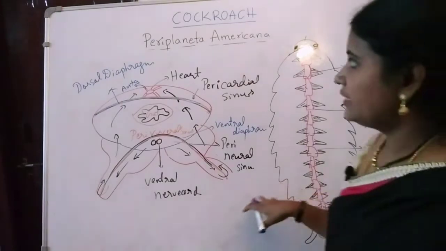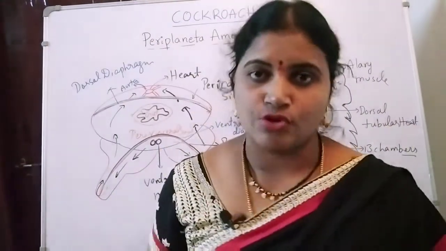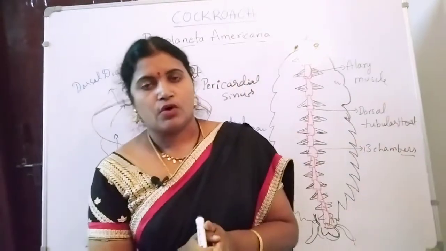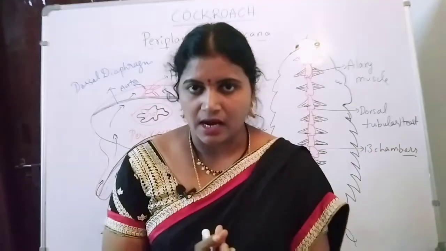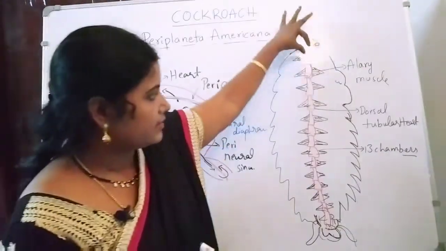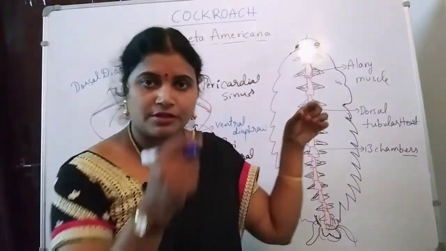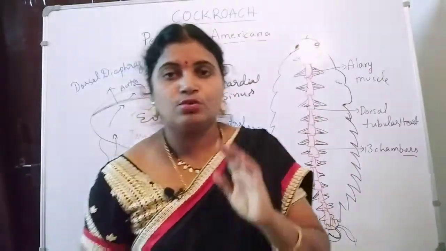Next we'll see the circulatory system of Periplaneta americana. In the circulatory system, the main part is the heart. The heart is divided into 13 chambers. This heart is a dorsal tubular structure. This entire red colored surface is nothing but the dorsal tubular heart.